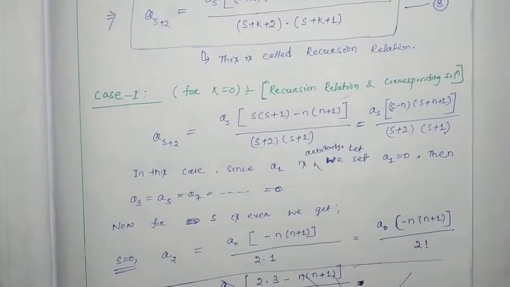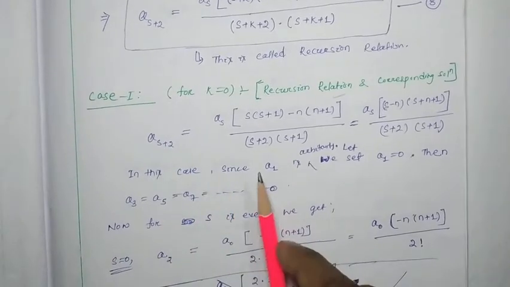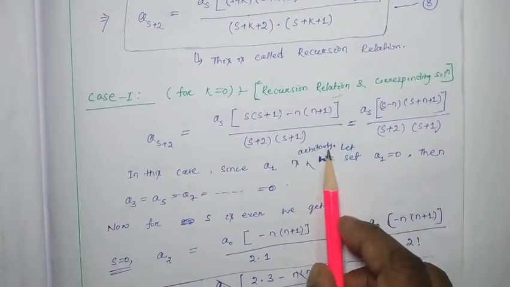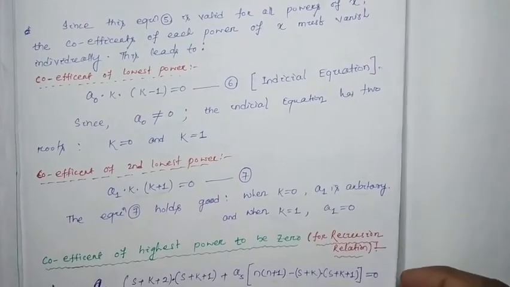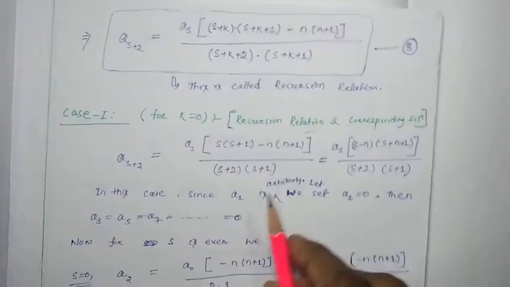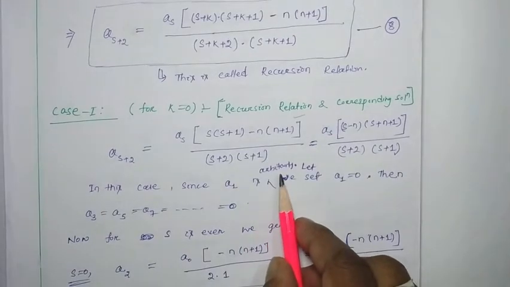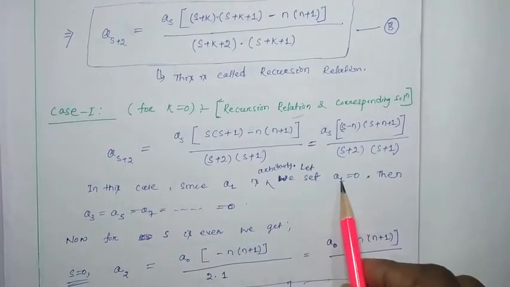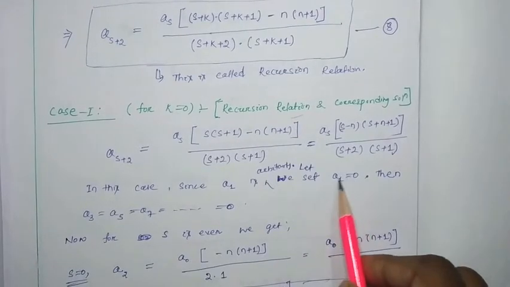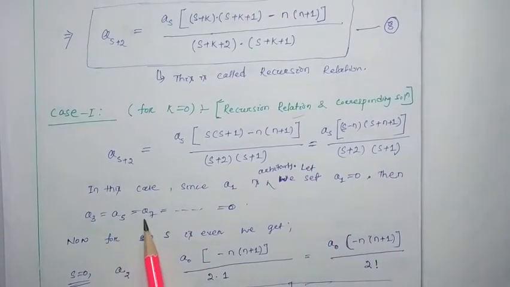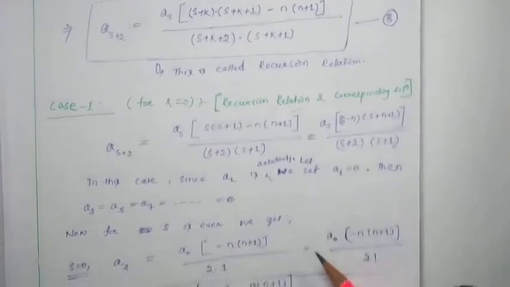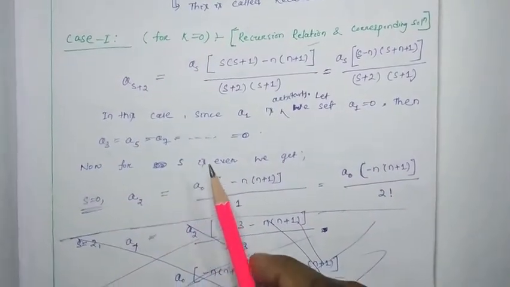Okay, so in this case, since a1 is arbitrary for k equal to 0, a1 can be any value we consider. Let us set a1 equal to 0. If we set a1 equal to 0, then a3, a5, a7, all the odd coefficients, will be 0. Now we are going to find only the coefficients where s is even.